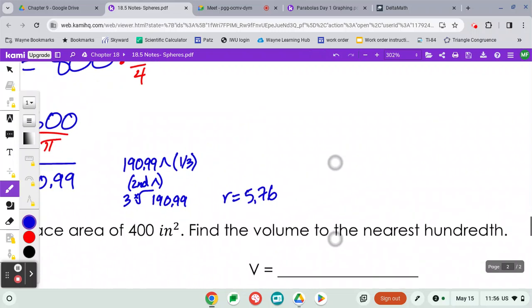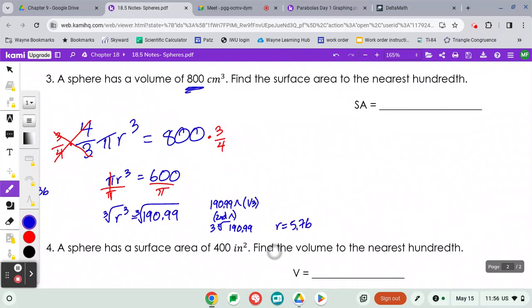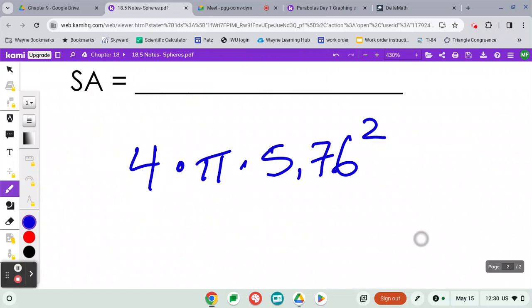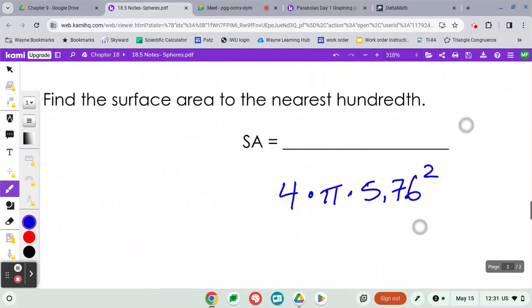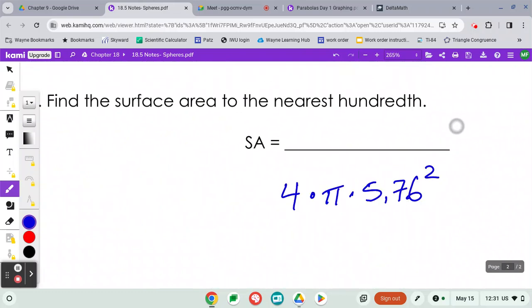All right. And then I know the bell's just about to ring, but for lunch. But the last part then, it asks for the surface area. So 4 times pi times 5.76 to the second. And we'll plug that in. Okay? All right, so we solve for 5.76, then we plug it in, 4 pi times r squared, and what do we get? 416. Yep. And technically it says to round the nearest hundredth, so I'll put 9.2, but yeah, it's fine.